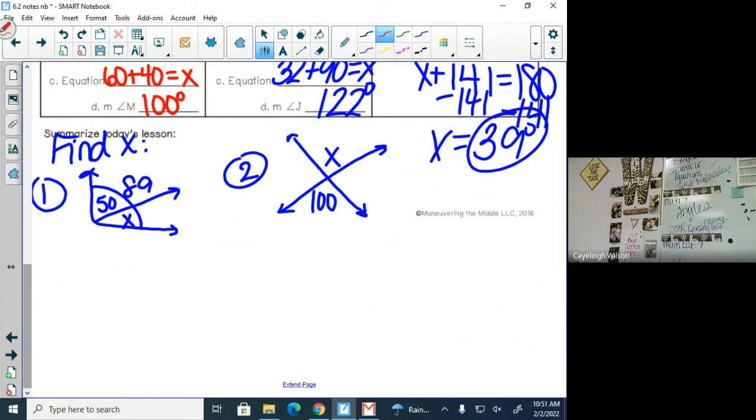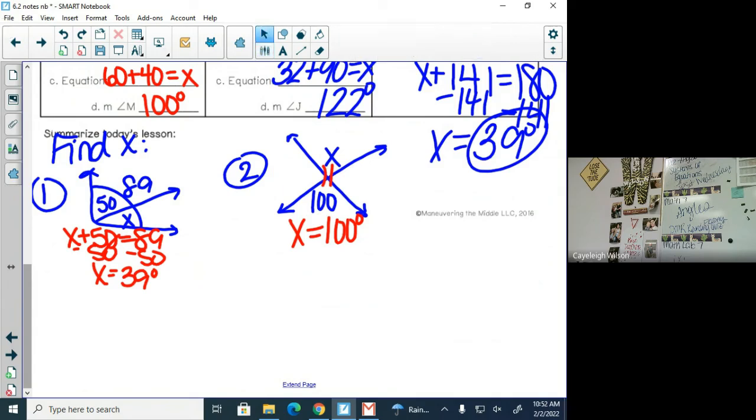All right, so on number 1, I know that the whole thing is 89, so 50 plus x must be 89. So what's the missing angle? 39. All right, looking at number 2, what type of angles are those? They're vertical, and I know that vertical angles are across from each other, so they must be equal. So this one is 100, so x equals 100. That was so easy. Okay, try this one.